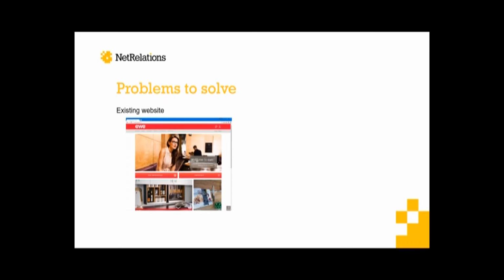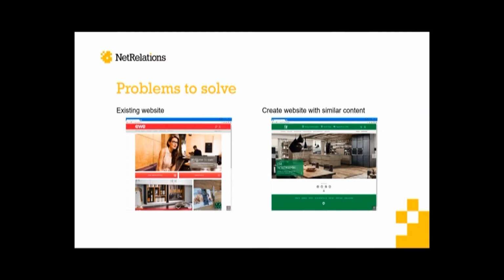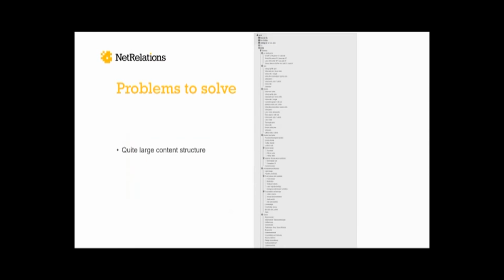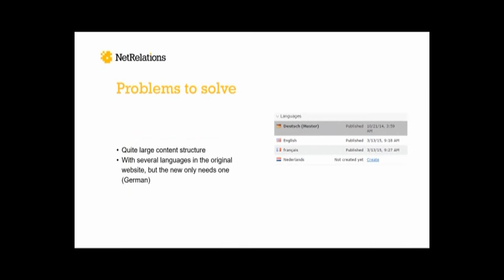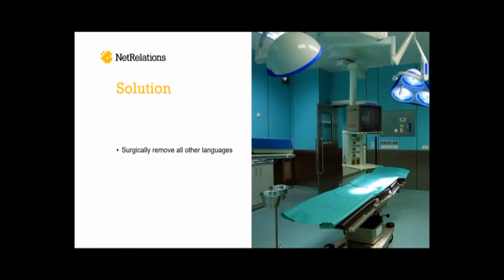So we had a problem. We had an existing website and we want to create a new one where the content is similar to the first one and based on the first website's content structure, which is quite large. The original website also had some different languages and we only needed one of these, the German one, which fortunately is the master language for most of the content.